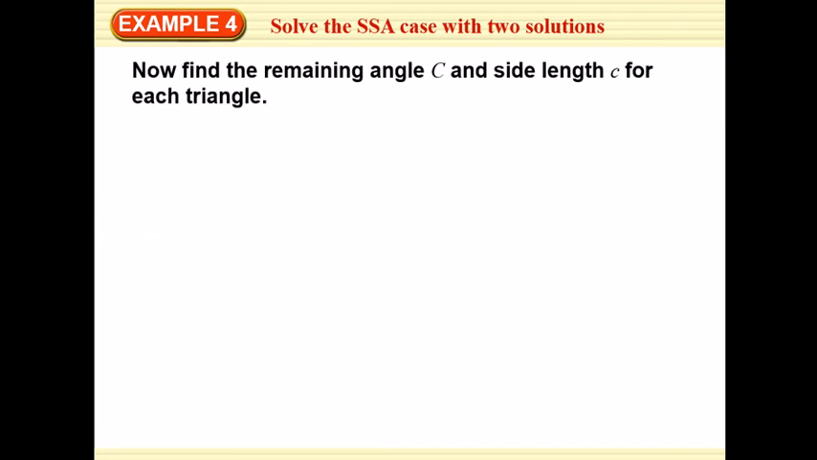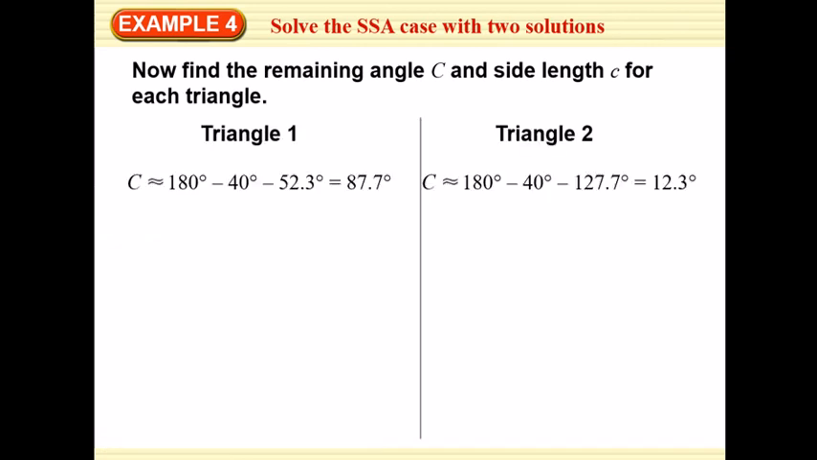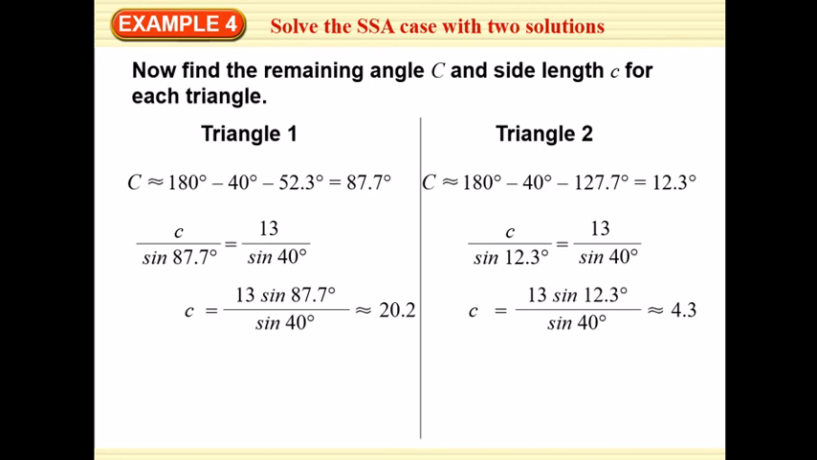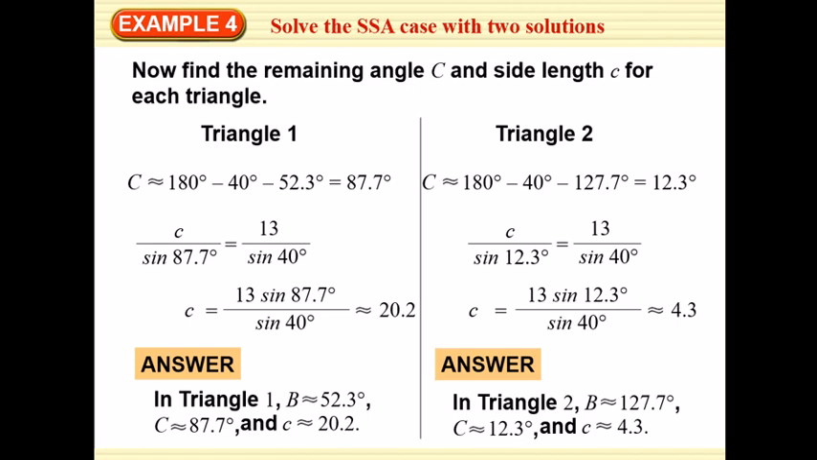Now find the remaining angle C. Since I have two options for angle B, I've got two options for angle C. And I set those up using their corresponding C values, and then I want to go ahead and find the two different side C's, depending on the different angle C's, depending on the different angle B's that I have. So I solve by multiplying the function in the denominator, and then I get two different answers here.